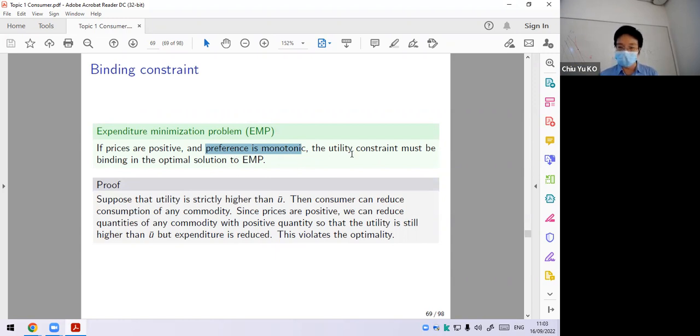So it must be binding. This is like Walras' law: Walras' law says that the budget line is binding, because if it's not binding, you can spend more, and with monotone preference you would go ahead. Same idea. Is that clear? Same as Walras' law, I would say.